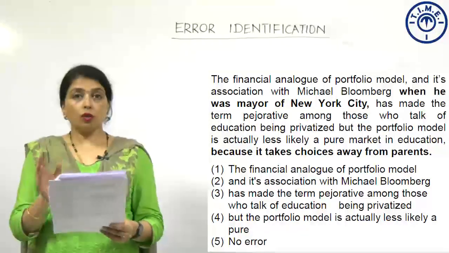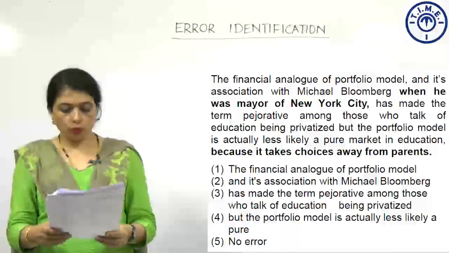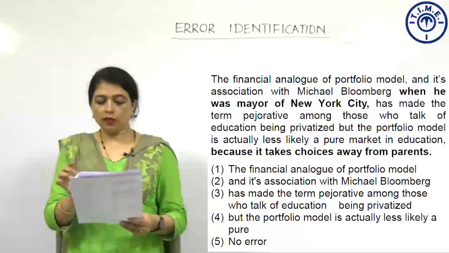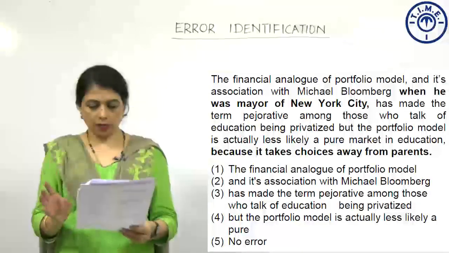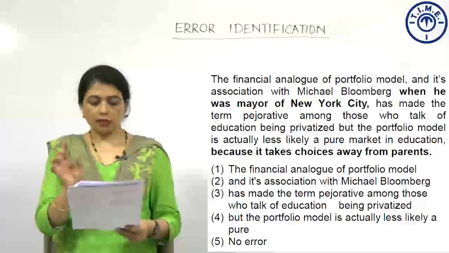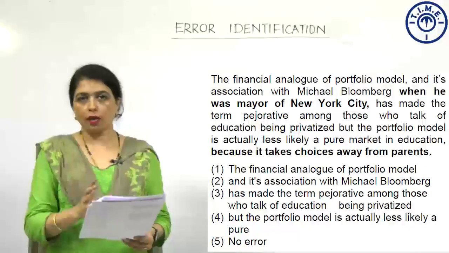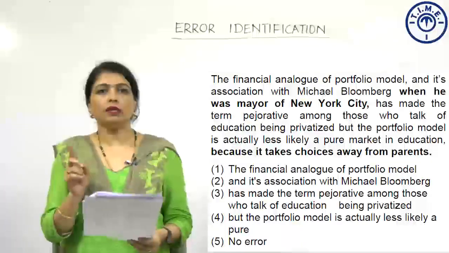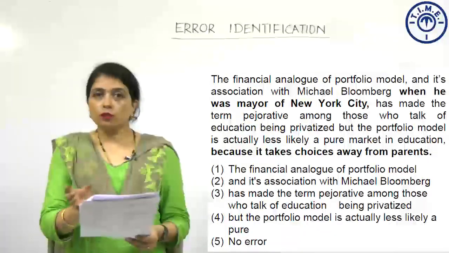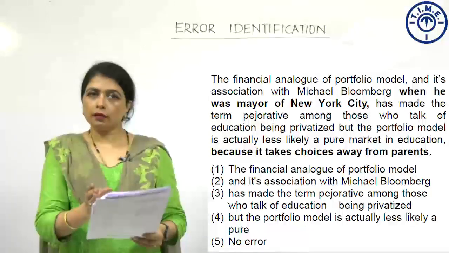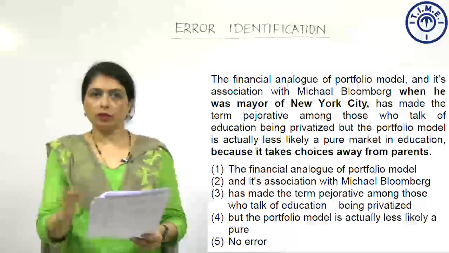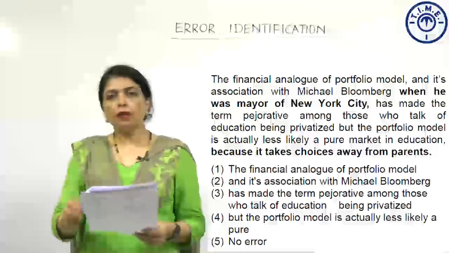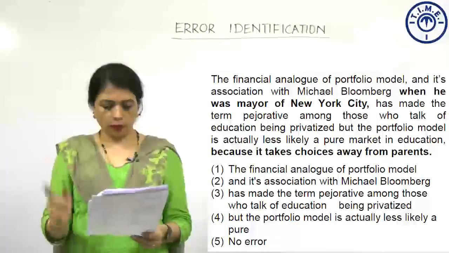Okay, so on the screen, I think you can note that "when he was mayor of New York City" is highlighted, and "because it takes choices away from parents" is also highlighted. So you can rest assured these parts do not have any error in them. Let us look at the parts which are not highlighted and look for errors so that we can identify and eliminate them and then arrive at the correct one.